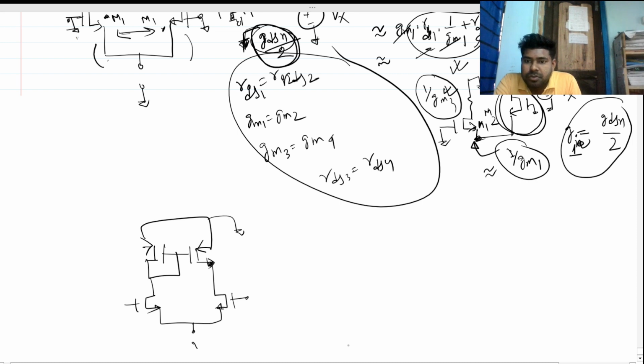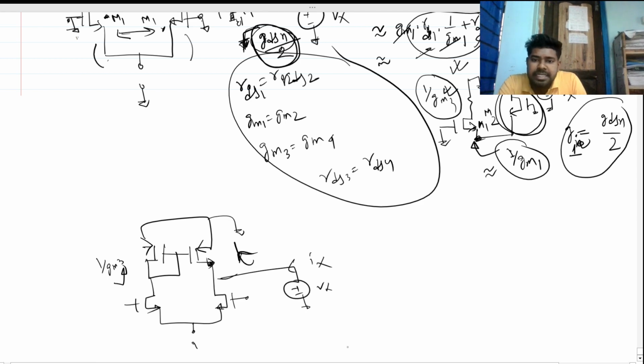Now, moving onward to GM3. Now we will look upward. What is the current going in this way? We can directly see that there is RDS4 present. This is M4, right? Actually, in this branch there are two currents. One current is due to the RDS4 and one current is due to this current mirror effect.